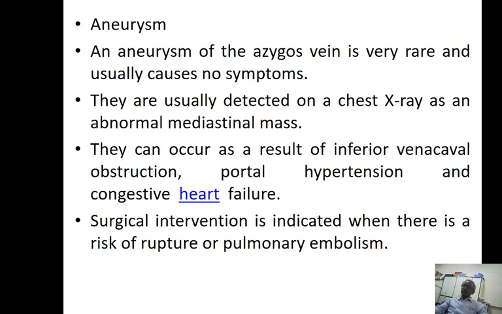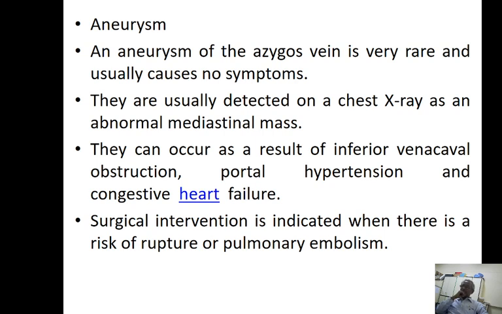Aneurysm. Aneurysm of the azygos vein is very rare and usually causes no symptoms. They are usually detected on chest X-ray as an abnormal mediastinal mass. So if there is an aneurysm of the azygos vein, which is very rare and asymptomatic, it can be detected on chest X-ray as an abnormal mediastinal mass.